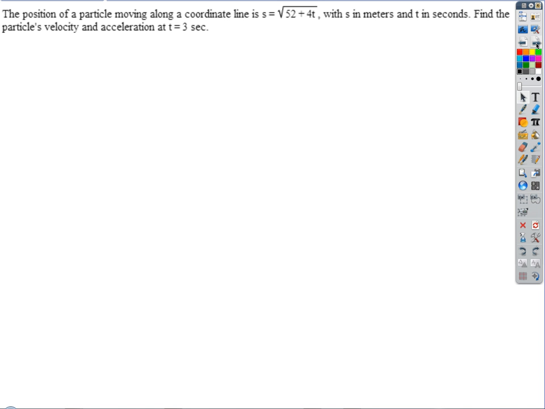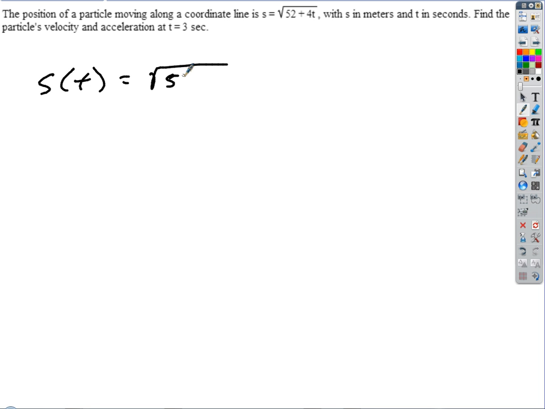Okay, a little kinematics here. So they're giving us a position function. Here's our position function. It's probably better to write it in terms of the parameter t, because it's a function of time, right? So S of t equals that.